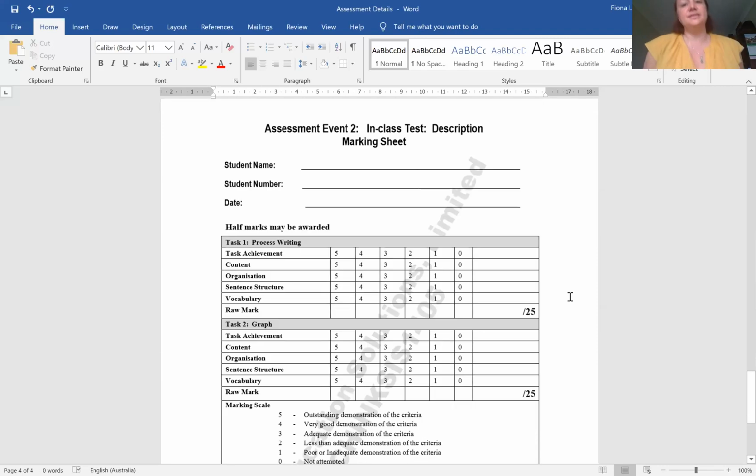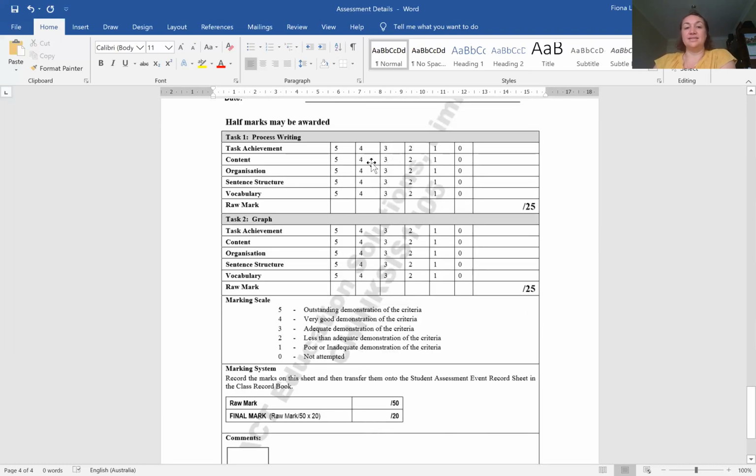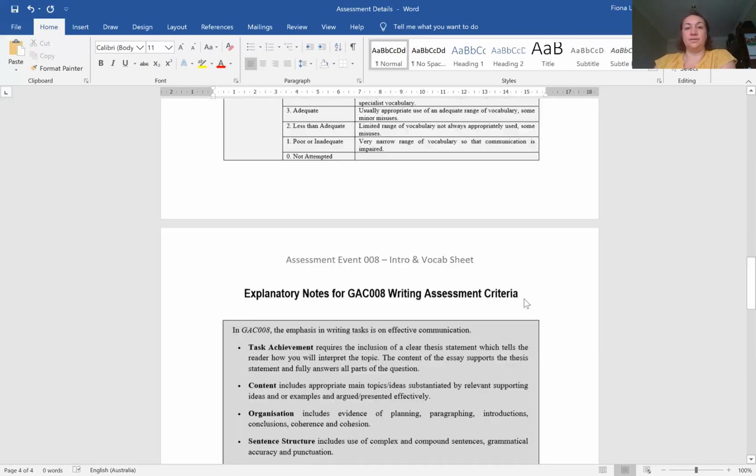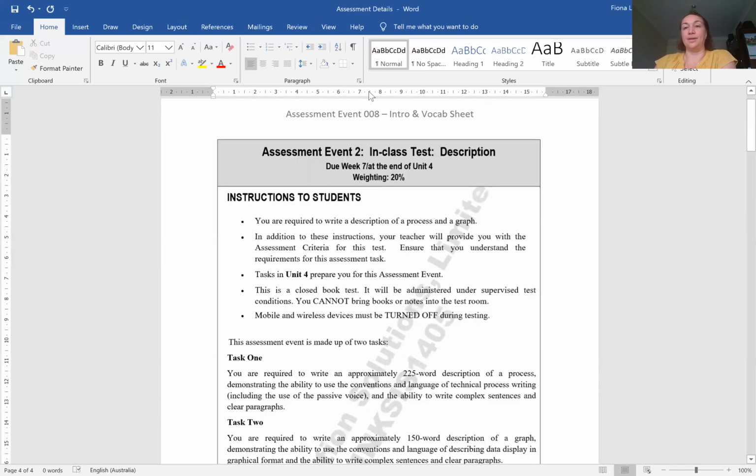Right, so this is going to be your description marking sheet. You're going to get a copy of this when I send the assessment through the week after next. And this shows you exactly what I'm going to be marking you on. You can see a mark out of 25 for each, and that will result in 50 and becomes part of your 20%, okay? So you can see exactly what I'm going to do. You can interpret the information and you know what's going to happen in the assessment.